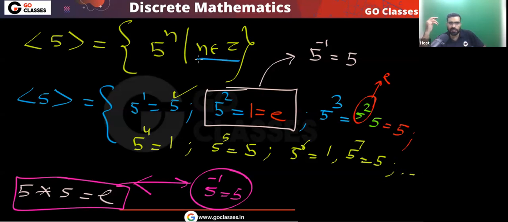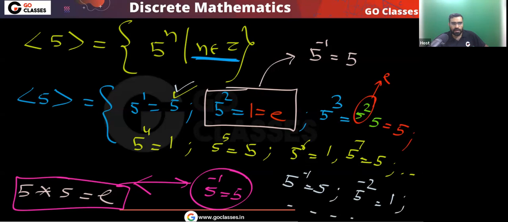Let's go in the negative direction. What is 5 inverse? That is also 5, which we already have. What is 5 power minus 2? That will be the identity element, and so on. So can you notice what 5 can generate? Tell me what 5 can generate. 5 can only generate these two.